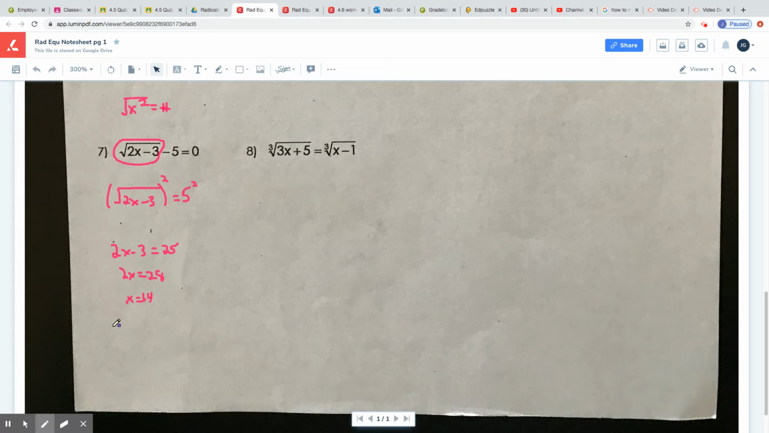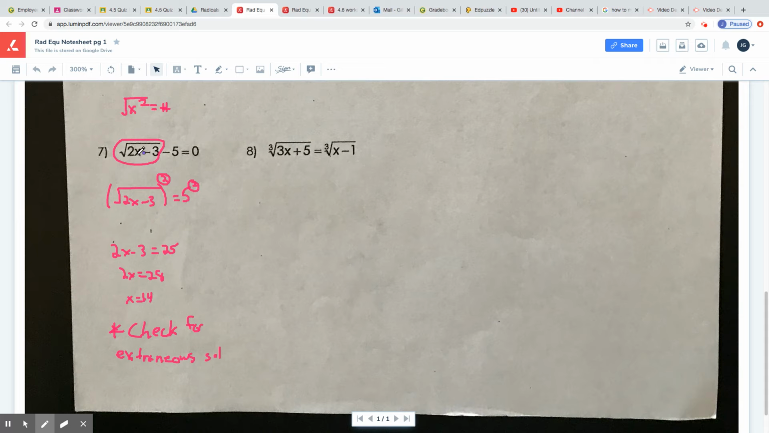Now, a little asterisk here. You must check for extraneous solutions. Why? Because we raised it to an even power. Anytime we're solving problems with radicals by raising to an even power, you have to check for extraneous solutions. Well, in this case, if I have 14, I plug it in.